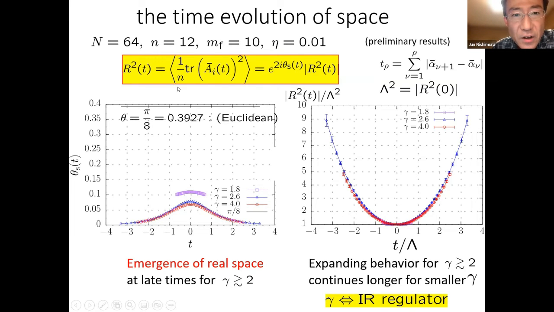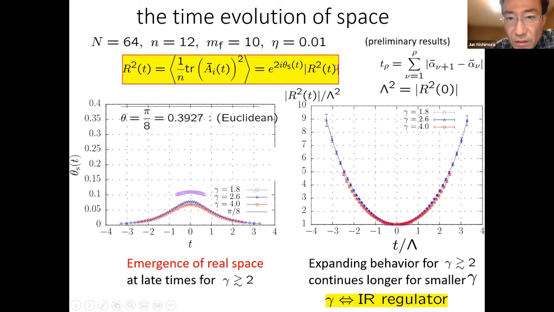So first, let me define this extent of space like this, using the submatrix of small n by small n. Now, in the complex Langevin method, this is complex, so we can separate them into the absolute value and the phase. And now, first, let us look at the phase, theta s, which has this result for different gamma. When gamma is large enough, you find it already very small at t equals 0, but if you go to later times, you find it becomes smaller and smaller. So basically, this shows that a real space emerges at late times, at least when gamma is large enough.